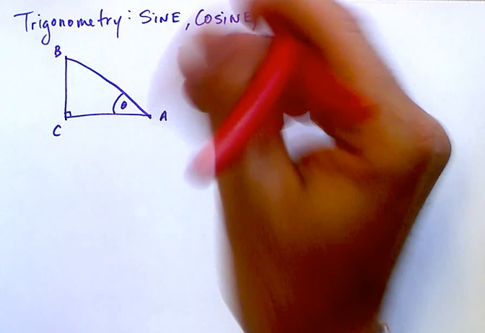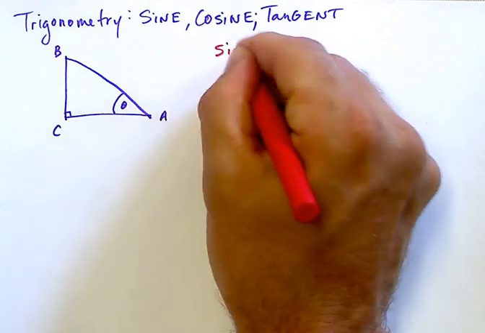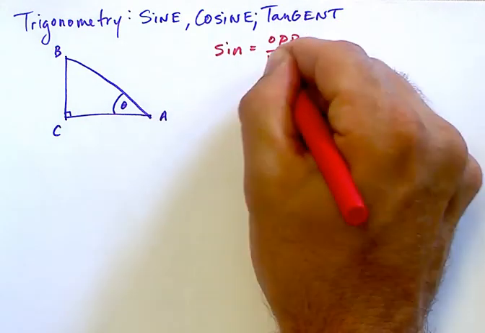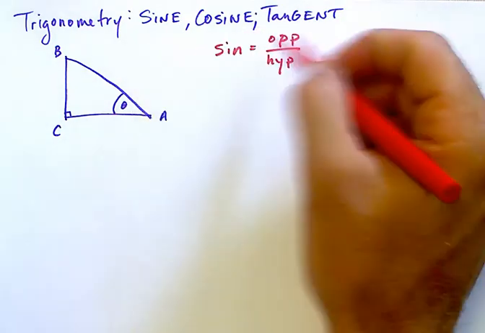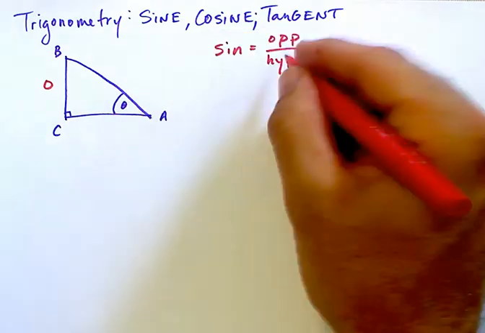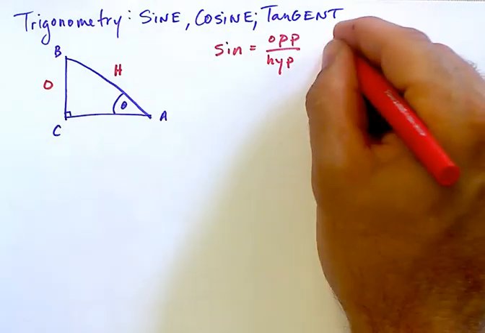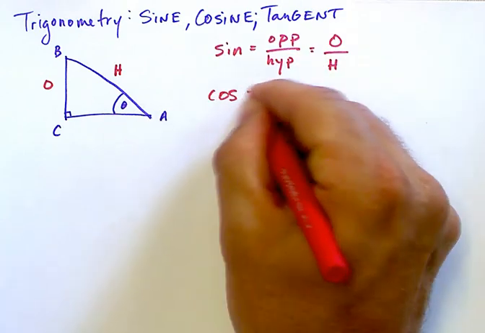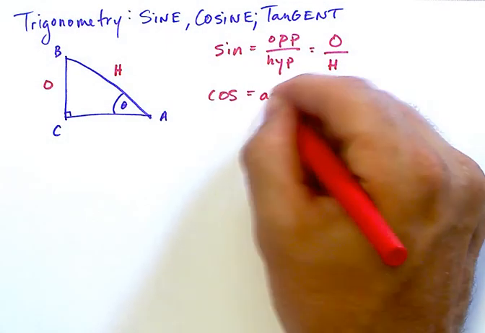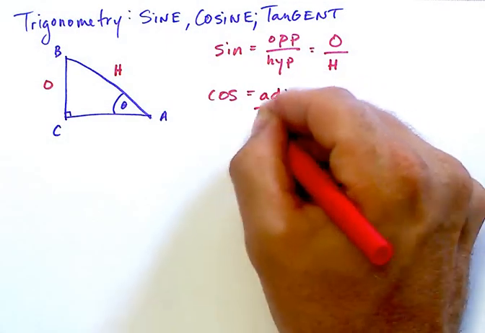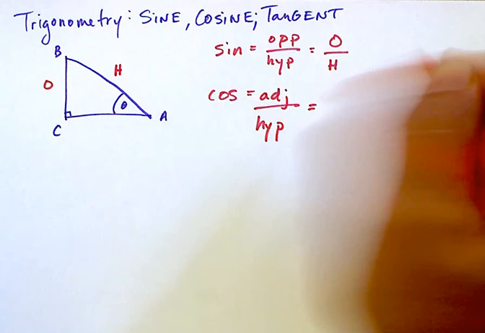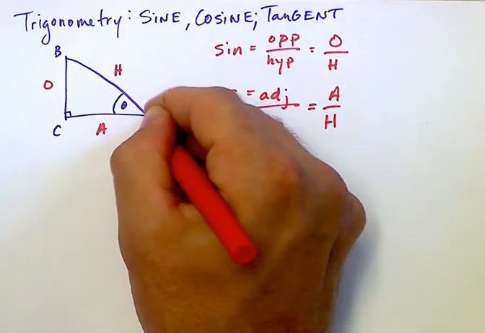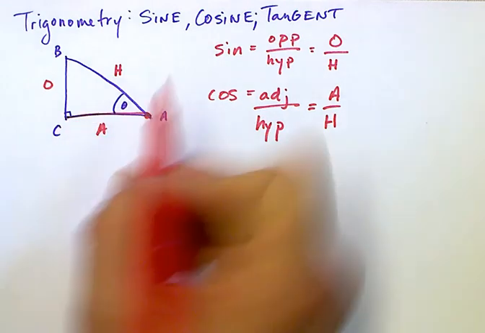One thing to do is to look at sine as opposite over hypotenuse, or a ratio of its opposite over its hypotenuse. You could say O over H as well. You could look at cosine, abbreviated, as adjacent over hypotenuse, or you could say A over H. Adjacent being the side that's connected to the angle that's not the hypotenuse.